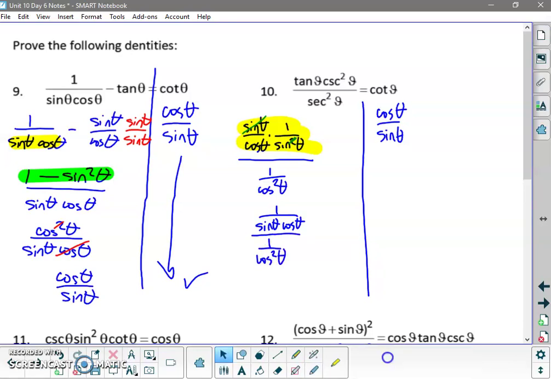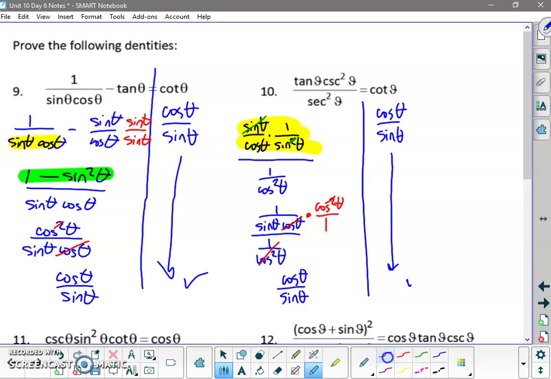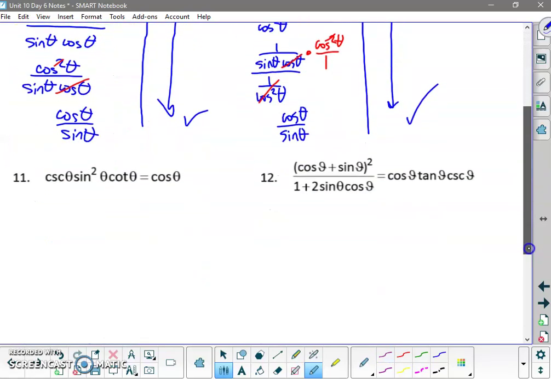Well, now we're going to do our copy, change, flip. We're going to copy the numerator, change this to multiplication, and flip that denominator. Now what happens is I have a cosine in the denominator that will cancel with one in the numerator, and I'm left with cosine theta over sine theta, which is exactly equal to the other side. So I've now just proven that identity. Okay, 2 more.